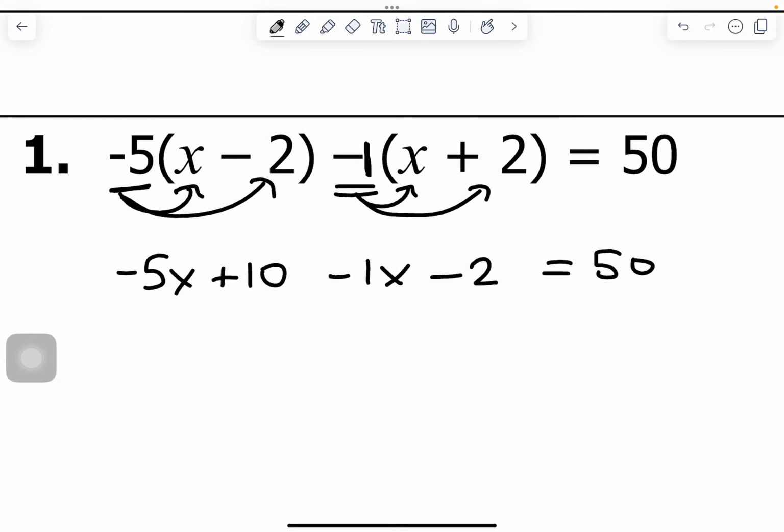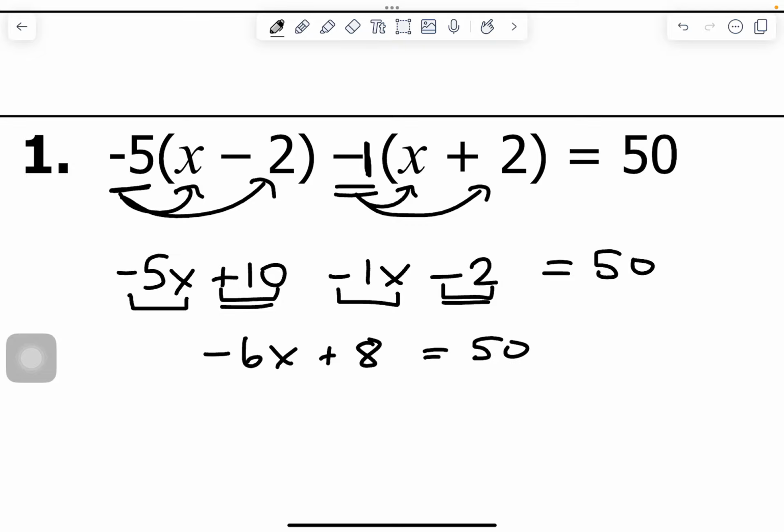Next step after distribute is combine like terms. On the left-hand side here, it looks like we have like terms of -5x and -1x. Together they would make -6x. We also have like terms of +10 and -2, and together they would make +8. Still equals 50, sliding right down.